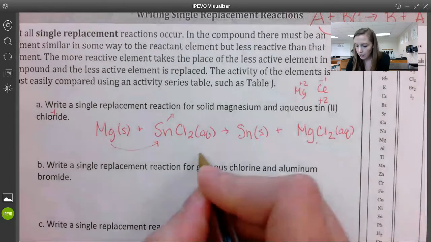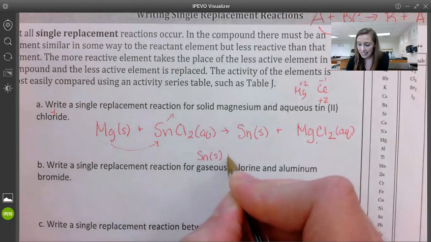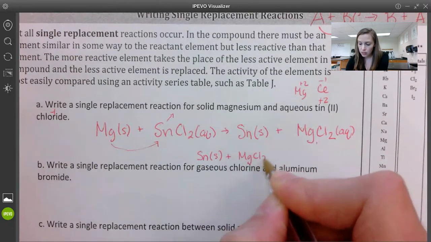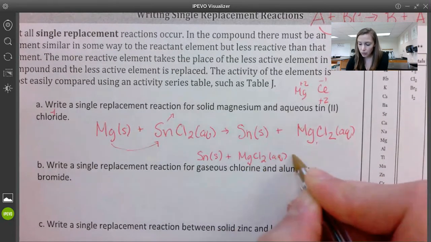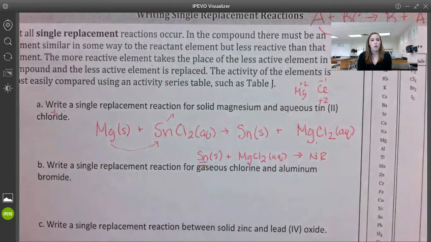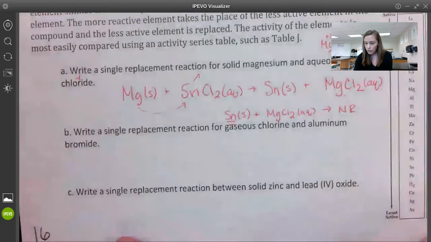Let me just point out to you, if I had had this reaction to start, where tin was going to try to undergo a single replacement reaction with MgCl2, that actually would not occur. That would be no reaction because of the fact that tin is not more reactive than magnesium. So that's where Table J comes in. All right, let's try out these other two.